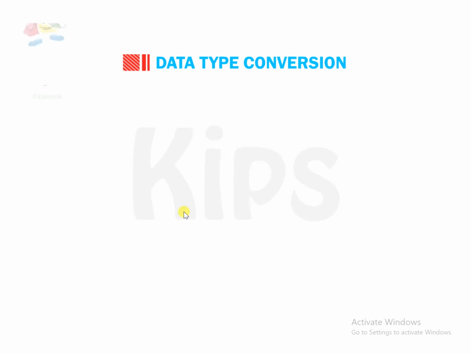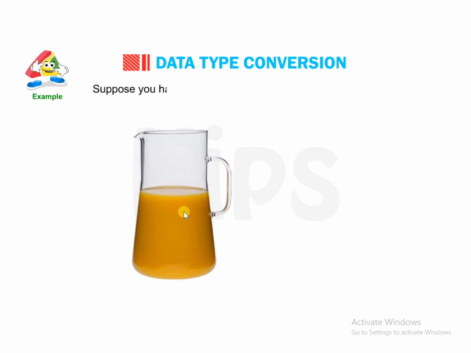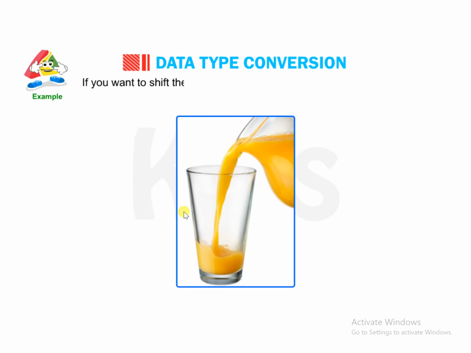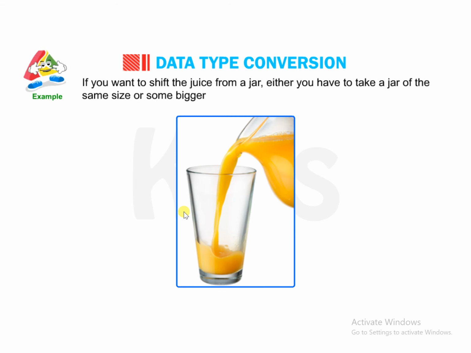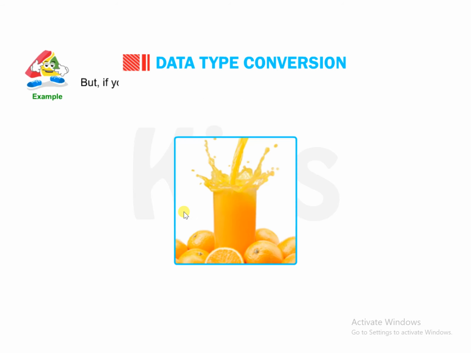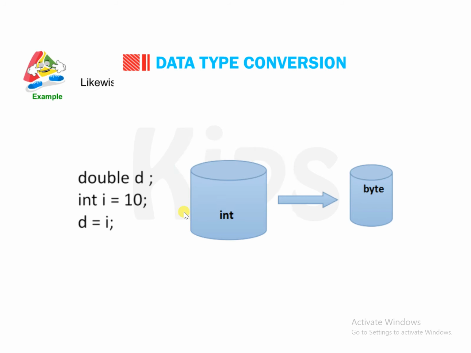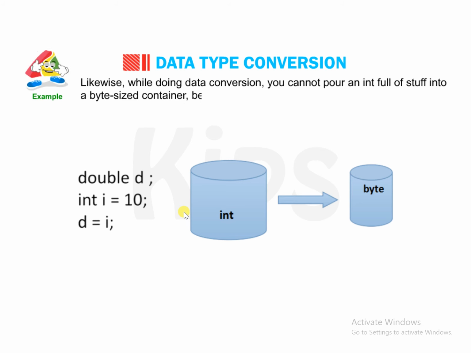Example: suppose you have a jar filled with juice and an empty glass. If you want to shift the juice from a jar, either you have to take a jar of the same size or some bigger vessel. But if you try to shift the juice into a glass, you will lose some amount due to the smaller size of the glass. Likewise, while doing data conversion, you cannot pour an integer full of stuff into a byte-sized container because this way data will be lost.